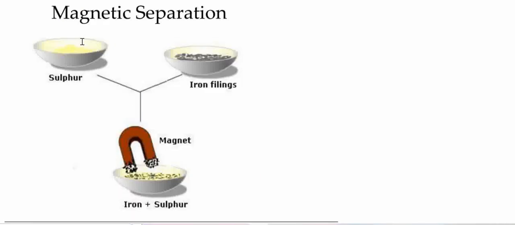Here we go. This is an example of magnetic separation. So if we have sulfur and iron filings, they are both solid, and if by accident we mix them, how do we separate sulfur from iron filings? We use a magnet, and the iron will be attracted to the magnet, leaving the sulfur behind. So we hope it's clear.